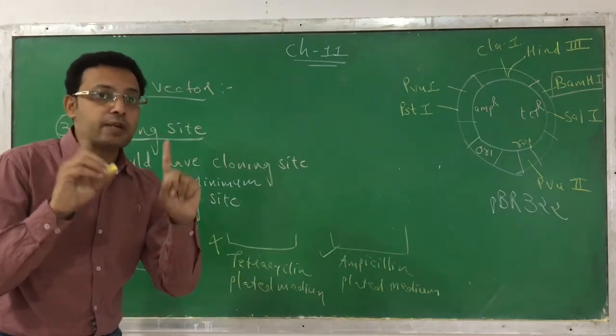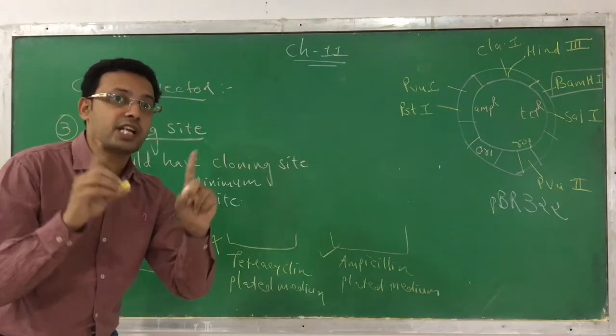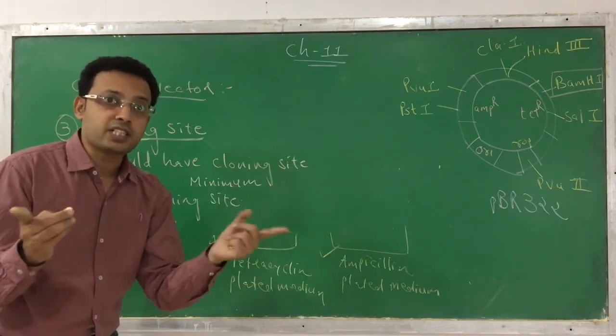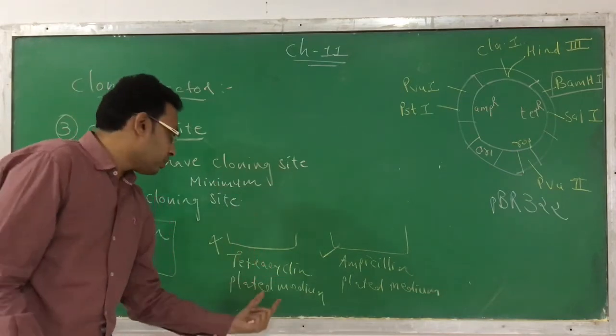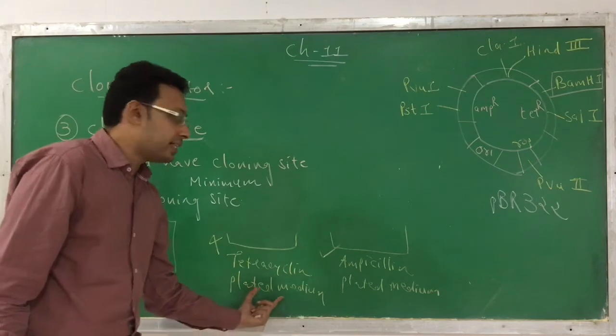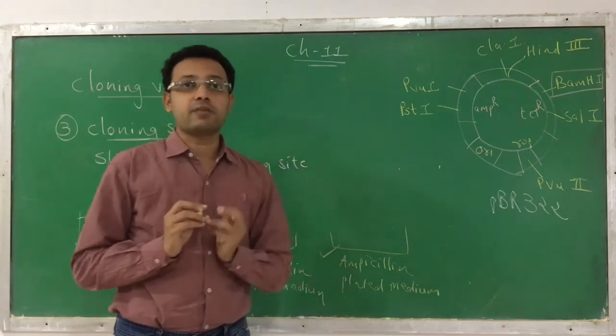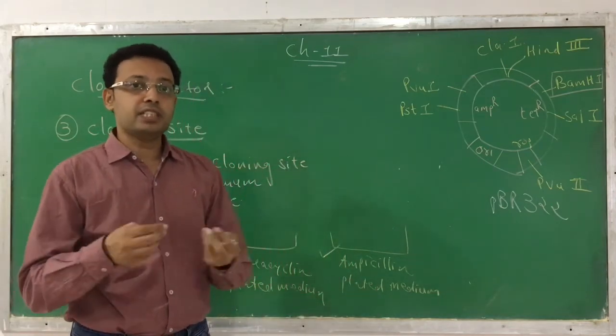So change came in, what happened in that? Means those bacteria which are transformants. In which the change occurred, we are calling it a transformant. So in that, they are killed by tetracycline and survive with ampicillin. Clear? Or ampicillin is not affecting them.